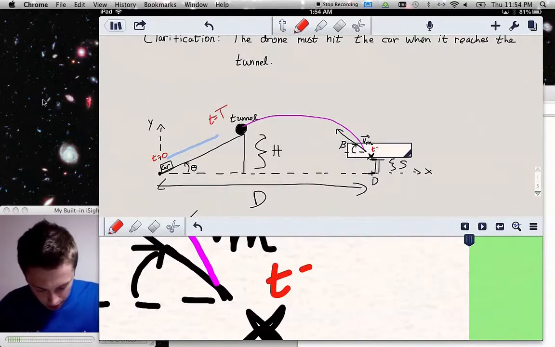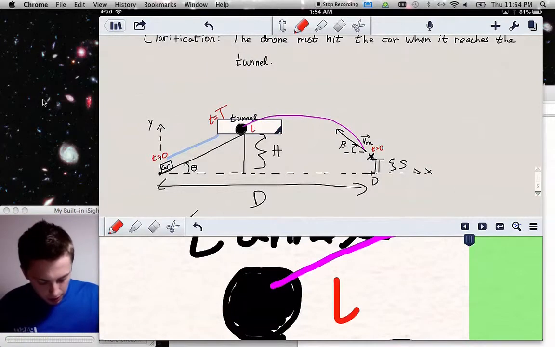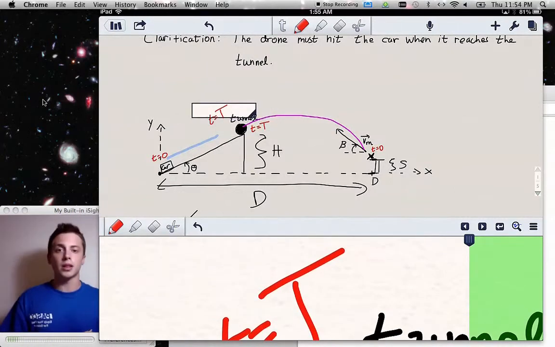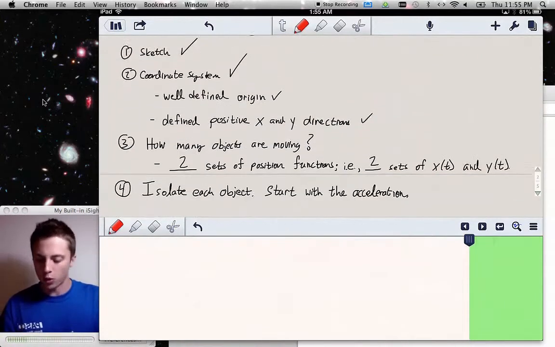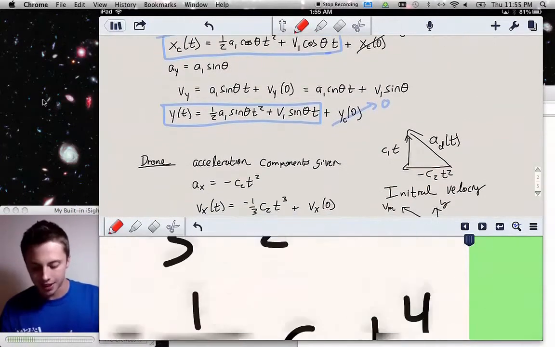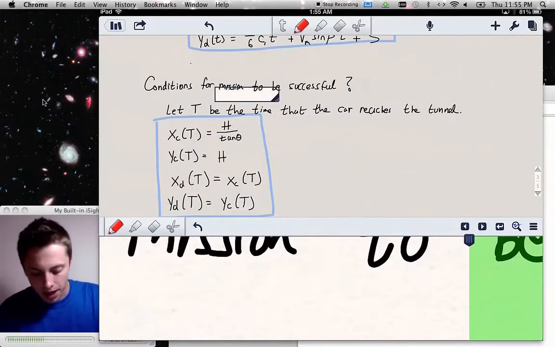So t equals 0 here for the drone, and then it traveled over to the tunnel, and it should get there at the same exact time that the car gets there. Then the drone will hit the car, and there will be an explosion. The mission will be successful. So now let's express that in terms of mathematics.